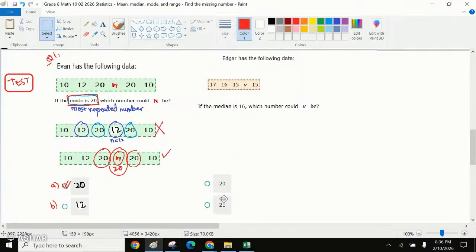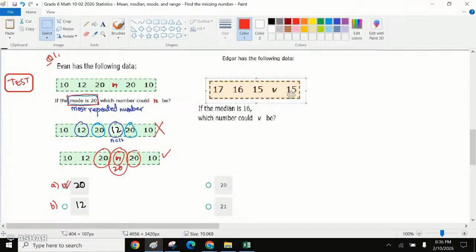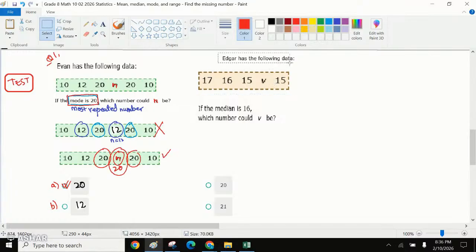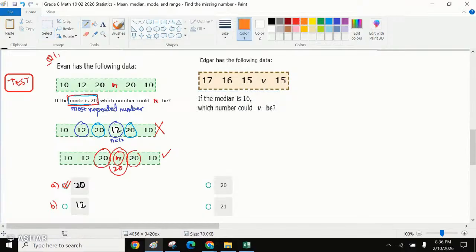If these are the two options we have, and they are saying that the median is given to us. Median means the middle value is given to us. And these are the possibilities. Edgar has this following data, and they are asking us to find the possible values for V. This variable V. This is option A and option B.